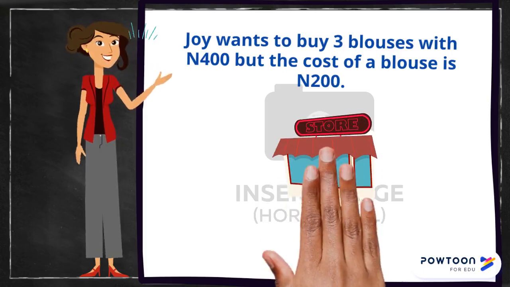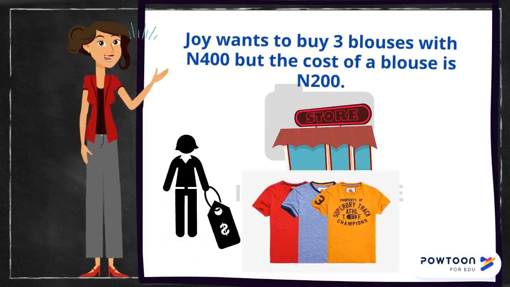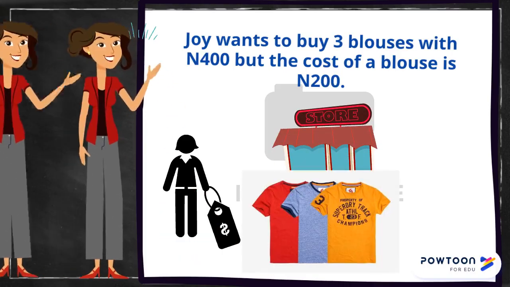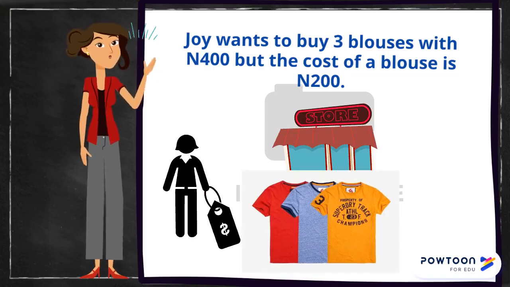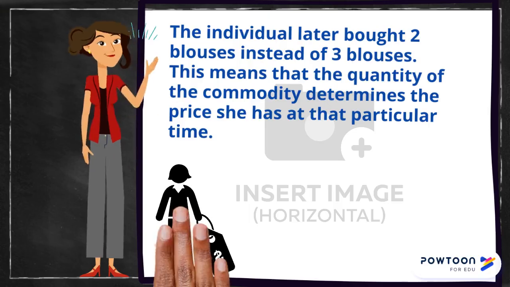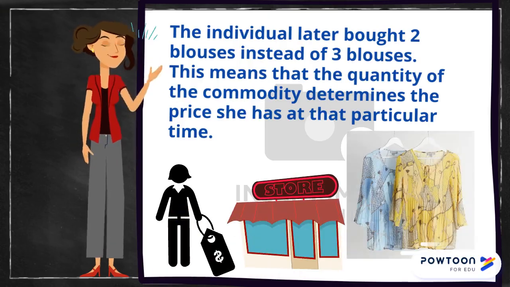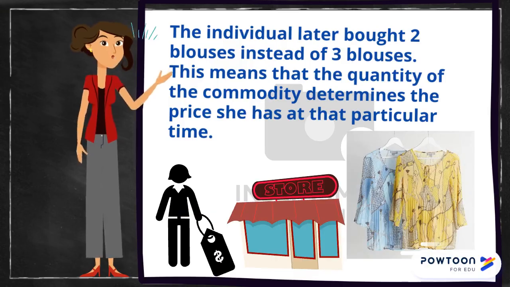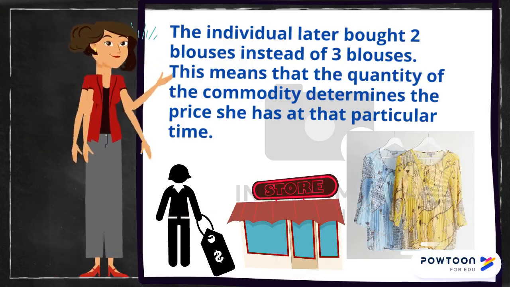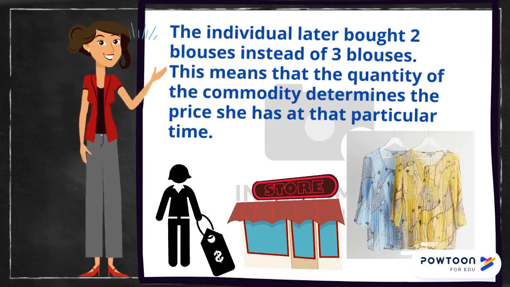Joy wants to buy 3 blouses with 400 naira, but the cost of a blouse is 200 naira. The individual later bought 2 blouses instead of 3 blouses. This means that the quantity of the commodity determines the price at that particular time.